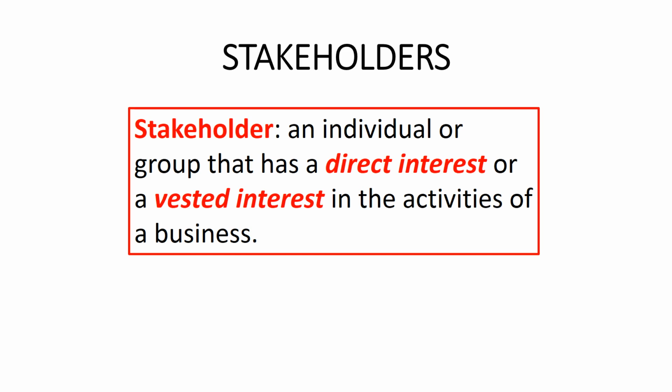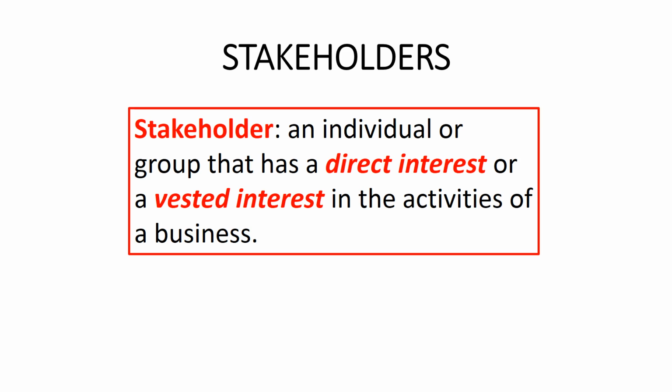Here's our first important definition. This is the definition of a stakeholder. Look down the left-hand side of your vocabulary sheets, find the term stakeholder, and write this definition in there. A stakeholder is an individual or group that has a direct interest or a vested interest in the activities of a business. Once you've written this definition in your vocabulary sheets, highlight the words direct interest and vested interest. And if you're ever asked to define a stakeholder, make sure that you include those highlighted words in your definition.